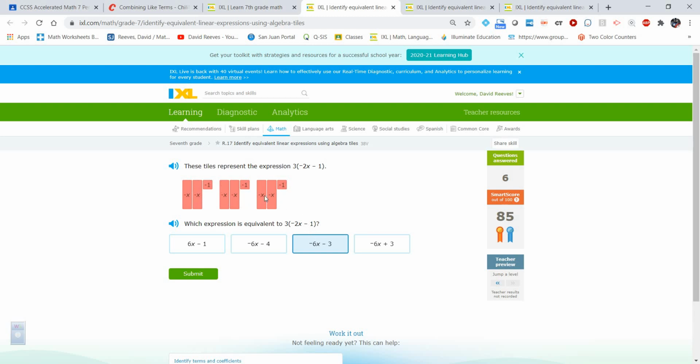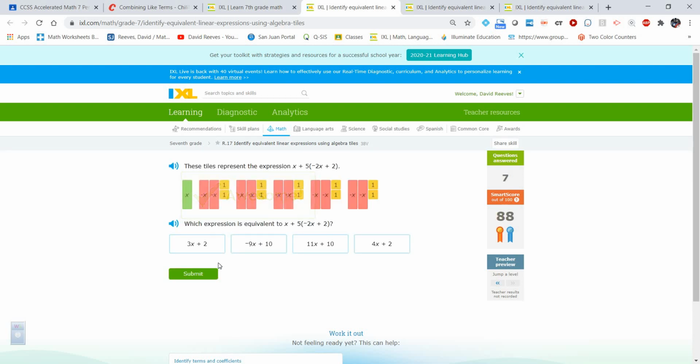I love this picture of how the distributive property works. Remember, what is multiplication? It's just repeated addition. I'm just adding the same thing 3 times. All right, here's another one that has the distributive property.